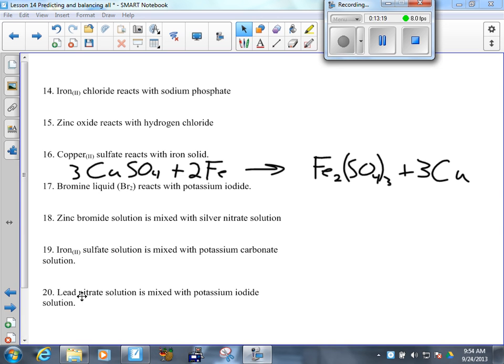Guys, same thing here. I have a typo on number 20 on this one. It says lead nitrate and doesn't tell you which one. It's lead 2. 2 is the most common charge there, but I should have a Roman numeral 2 on number 20.